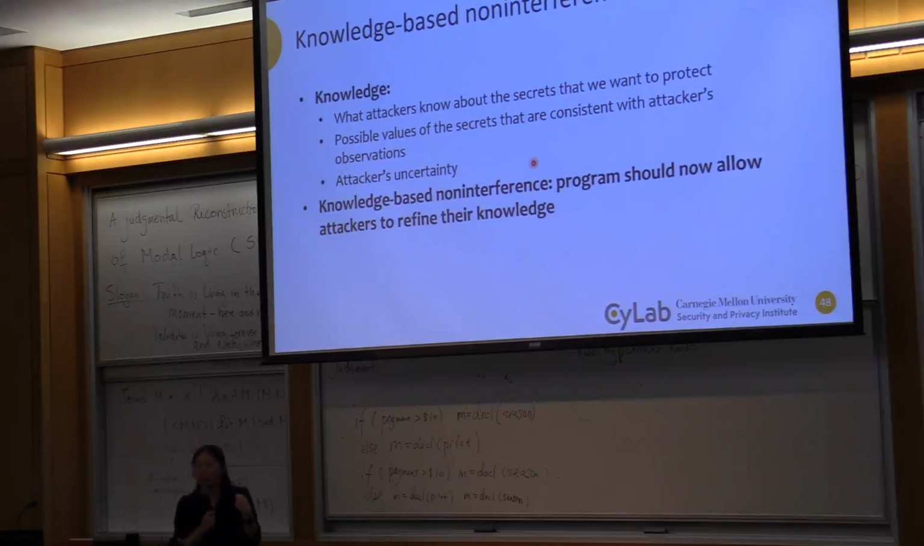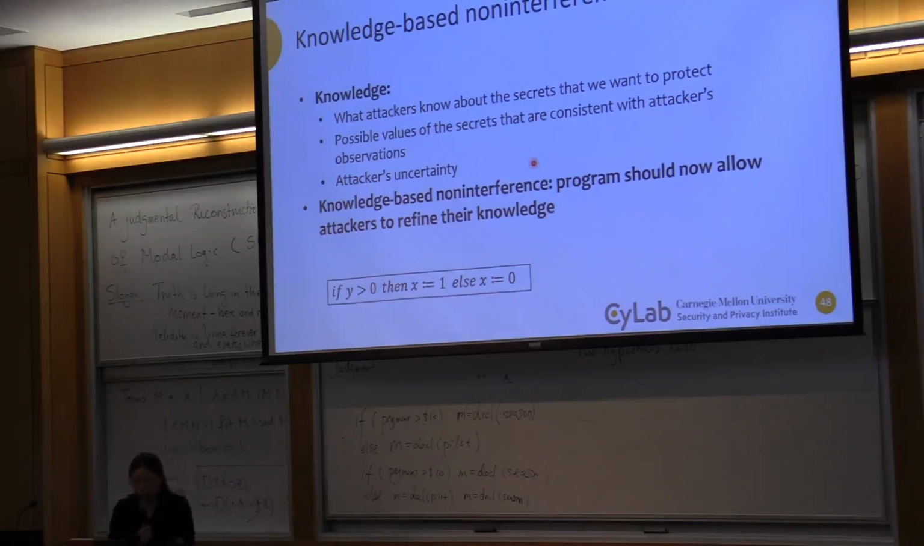Sometimes people say knowledge represents the uncertainty of the attacker. The more uncertain the attacker is, the better off you are in protecting your secret, in some sense. So when I use knowledge-based non-interference, if I do truly non-interference, the attacker's knowledge should never change, and should always be all possible values of the secret. If I allow declassification, then I will allow the attacker to refine its knowledge. So here is the example.